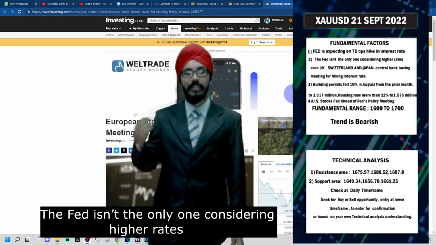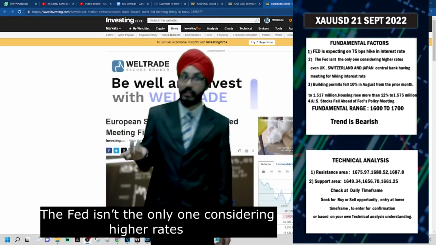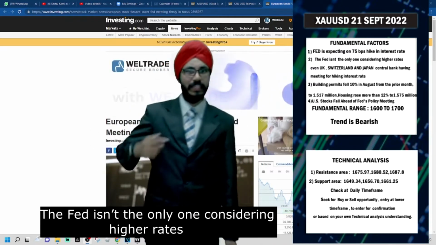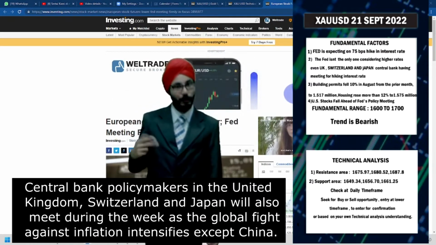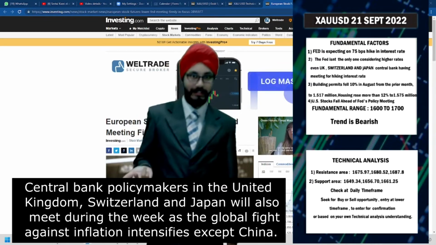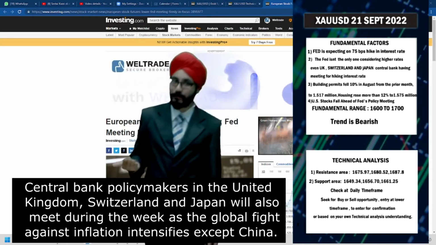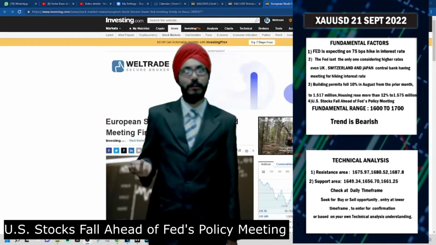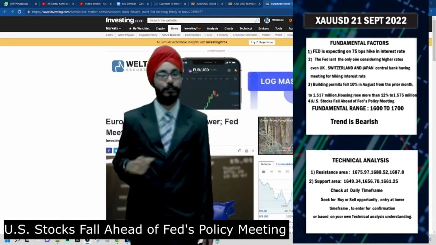Secondly, as we can see, the Fed is not the only one that would increase the interest rate. There are other central banks like Switzerland, Japan and the UK. They are also increasing their interest rate as they are having inflation in their country, except for China. Thirdly, we can see that US stocks have actually fallen due to the Fed policy meeting.